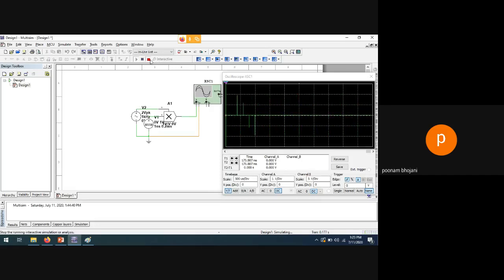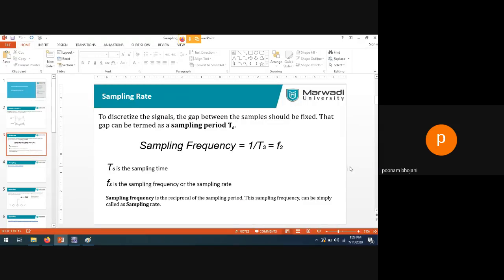So, to do a proper reconstruction at the receiver side, the sampling theorem or Nyquist rate is given, and according to that Nyquist rate only, we have to keep the sampling period. Now, let's go to the PPT again. To discretize the signals, the gap between the samples should be fixed, and that gap can be termed as the sampling period. I have already explained this, right? What is the sampling period? And sampling frequency means 1 upon Ts, right? So 1 upon the sampling period is the sampling frequency. Now the question is how we should keep this sampling frequency.